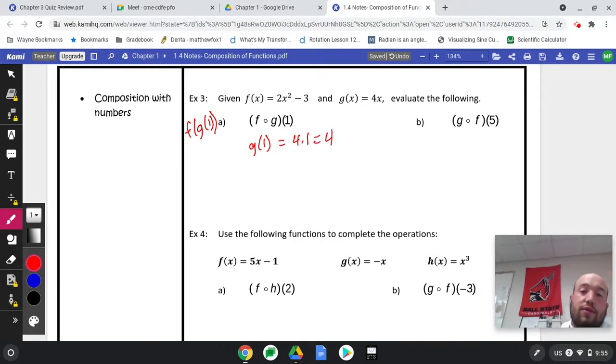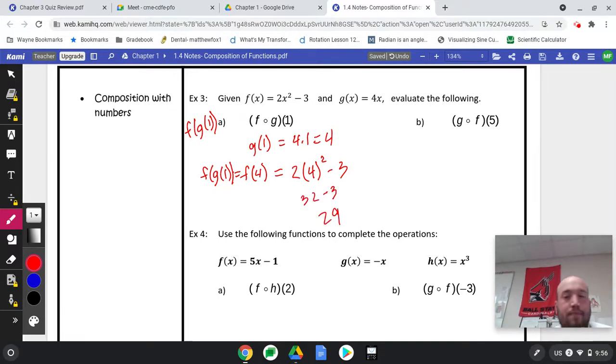So now f of g of 1, we take that 4 and we plug it in, so we'll have f of 4, because that is the same as f of g of 1. Okay, so we take 2 times that 4 squared minus 3. 4 squared is 16 times 2, 32 minus 3 leaves us with 29.